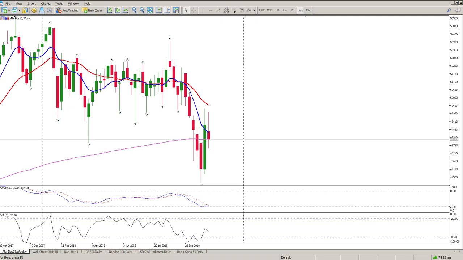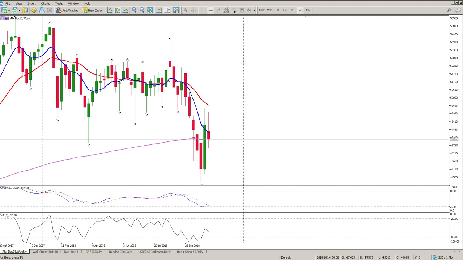Good morning, traders. So how do we trade the Aussie South African top 40 today? Starting off on the weekly, you'll see we had a pretty good weekly engulfing, and then we ended up with an inside bar on the weekly.